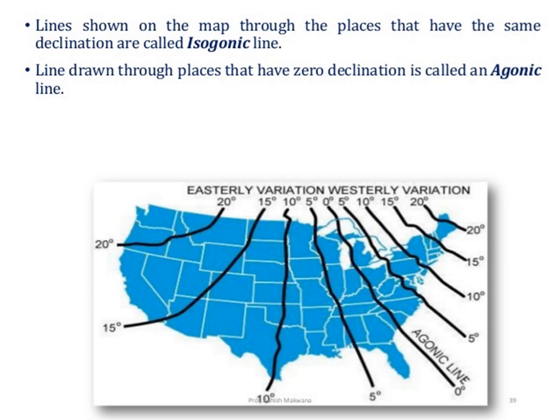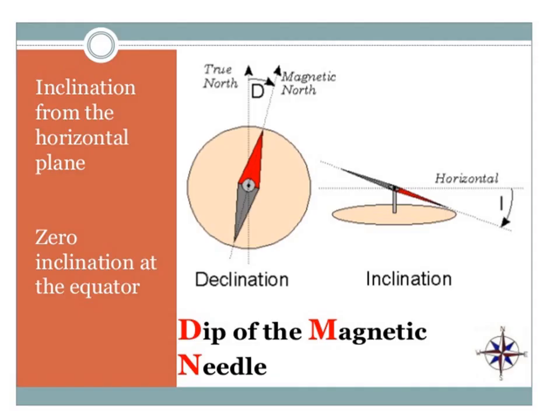In the below figure, the lines are shown with 20 degree, 15 degree, 10 degree, 5 degree, 0 degree, and 5 degree, indicating the isogonic and agonic lines. This slide refers to one more term, namely the dip of the magnetic needle.